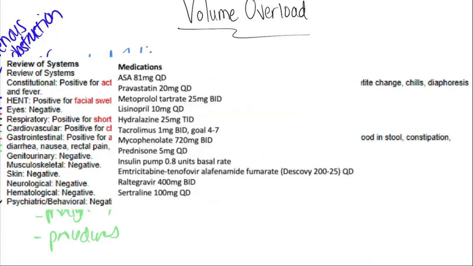Nothing surprising there. He's on a bunch of cardiac meds given his CABG and his CAD. For his immunosuppression, he's on tacrolimus, mycophenolate, and prednisone. He has an insulin pump that he's been using without any issue for the past couple of years, and then his HIV meds. Anything concerning there? When was his kidney transplant? He's had his kidney transplant for about 10 years now. Okay, and then the CABG was 1 month ago.